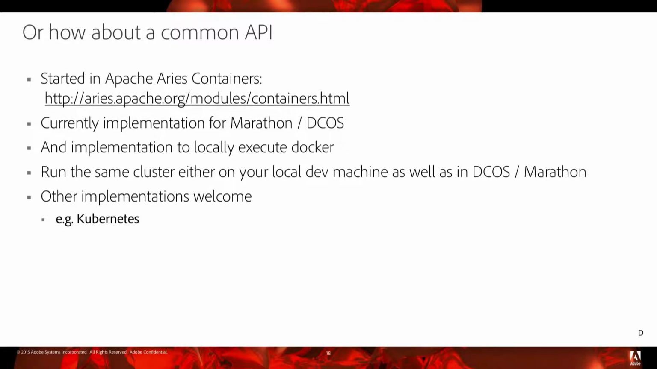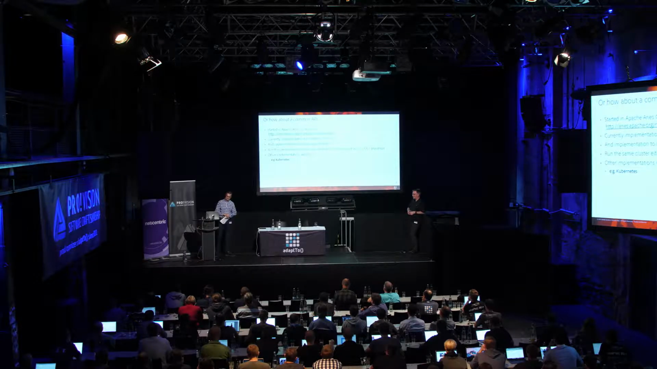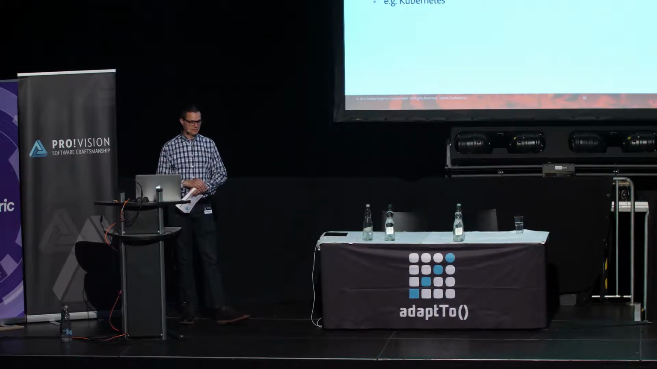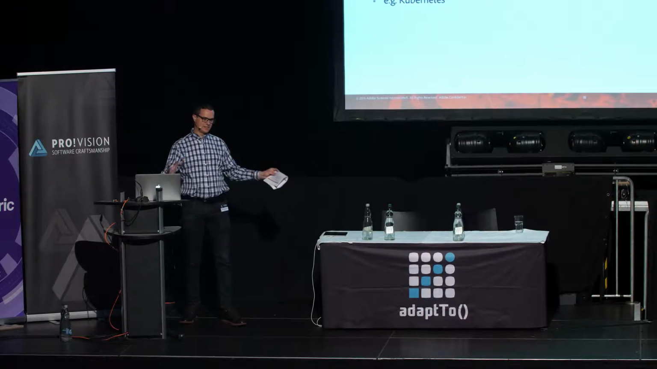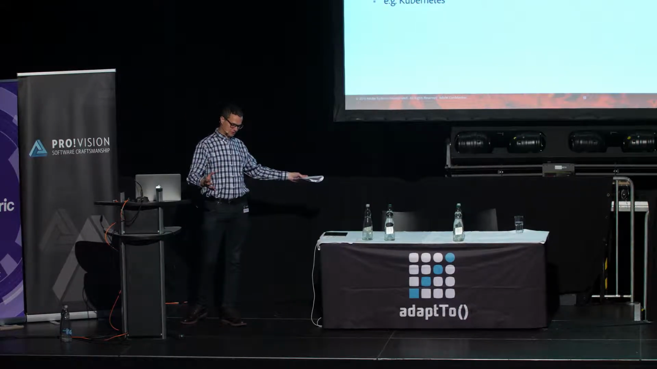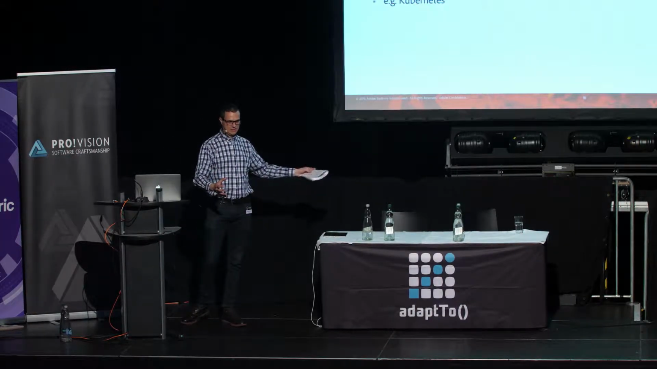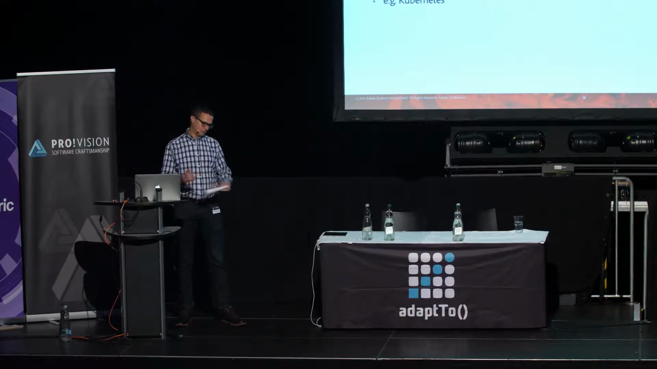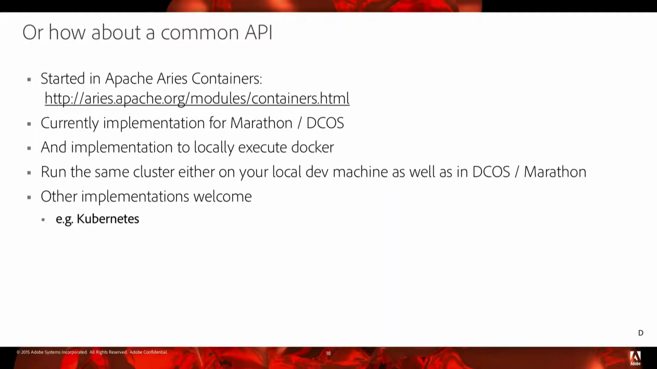And currently there's only 2 implementations, so we're kind of hoping to get some more contributions. There's one that talks to Marathon, but that also works with DCOS. And there's one that works locally on your local Docker installation on your machine. So you can have the same application run an entire constellation on your local Docker machine, and then also the same application run it on Marathon, and hopefully also on Kubernetes and some of the other ones if contributions come in.